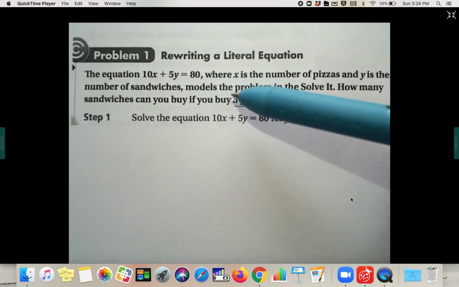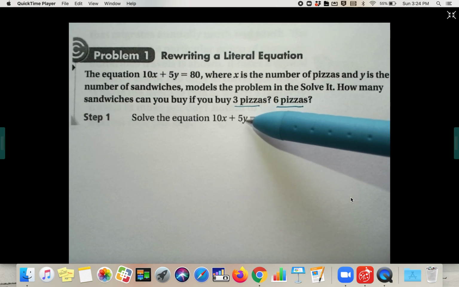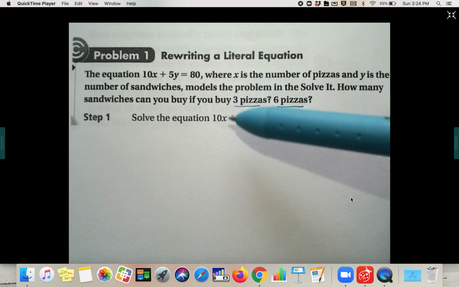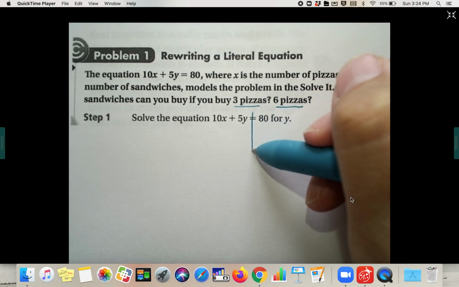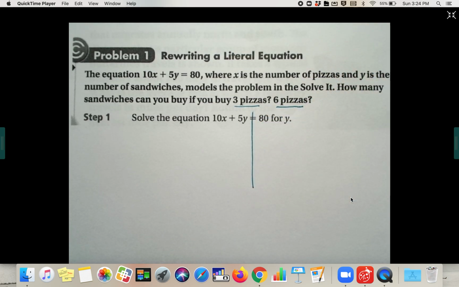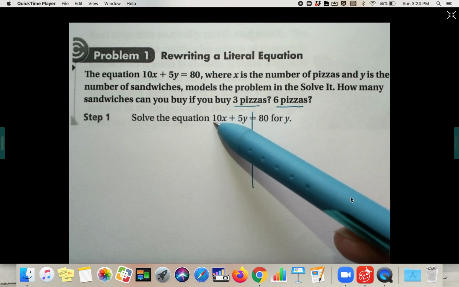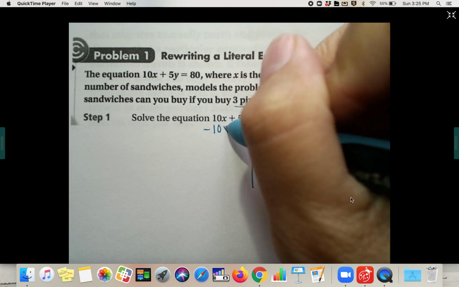So when it says solve the equation 10x plus 5y equals 80 for y, all that means is we want to get y by itself. Right now, y is kind of in the middle of the problem, so we need to rearrange it, rewrite it to where y is by itself. So I'm going to start solving it exactly like I would another problem, but we want to slowly get y by itself. So I want to first subtract 10x to move it to the other side. So subtract 10x.